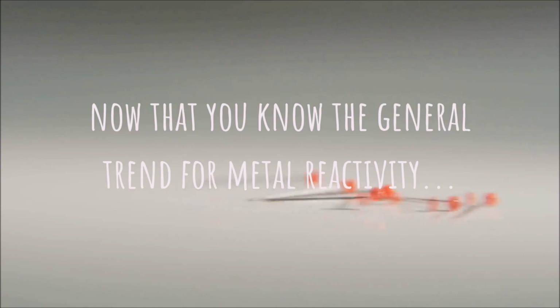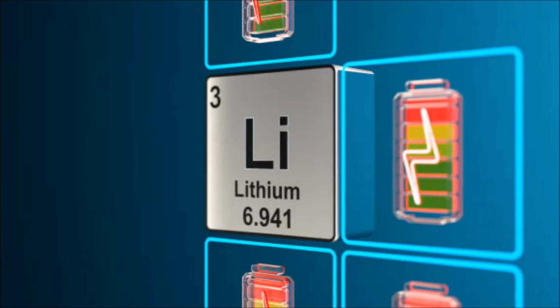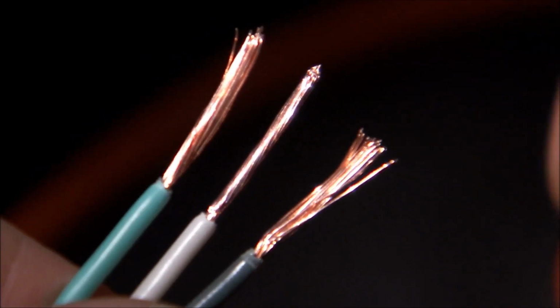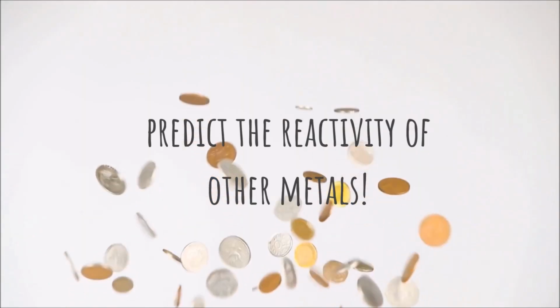Now that you know the general trend for the reactivity of metals, you can explain why lithium can be dangerous in batteries, why copper is a safe choice for electrical wires, and predict the reactivity of other metals.